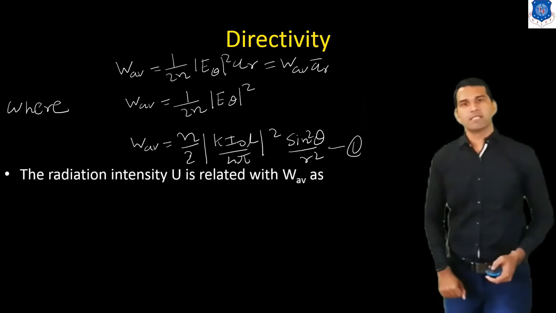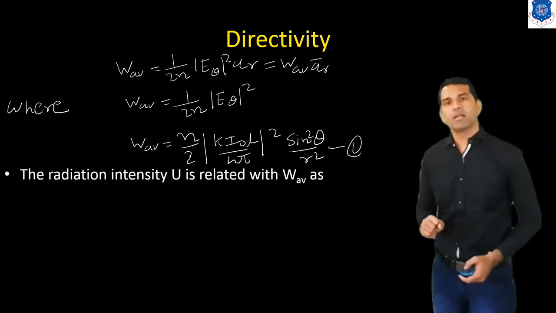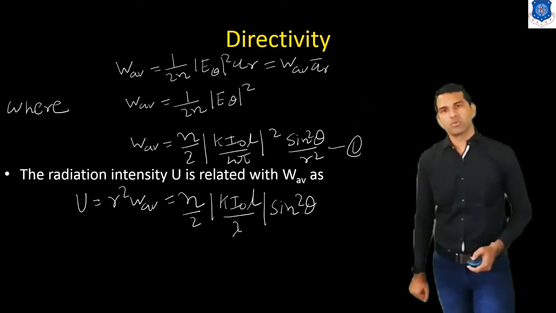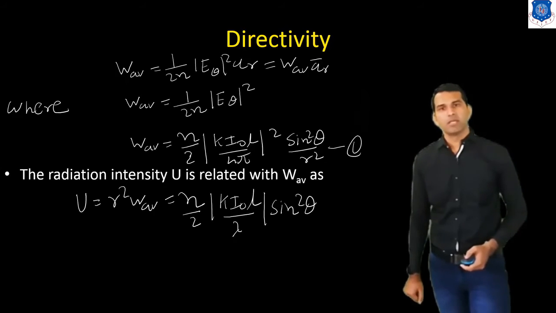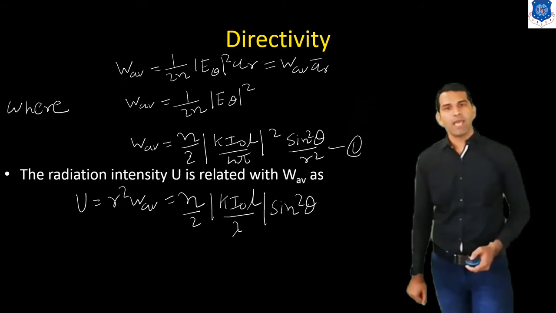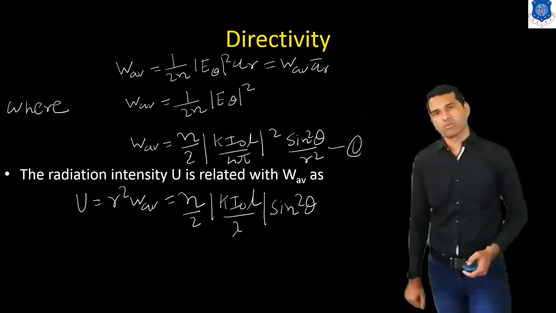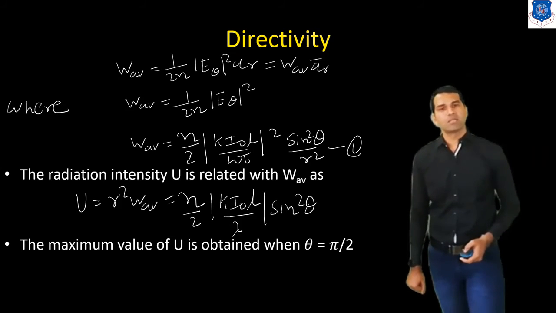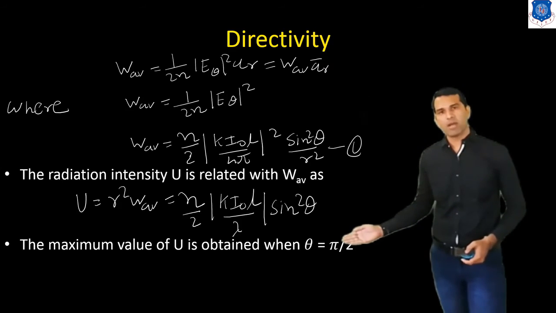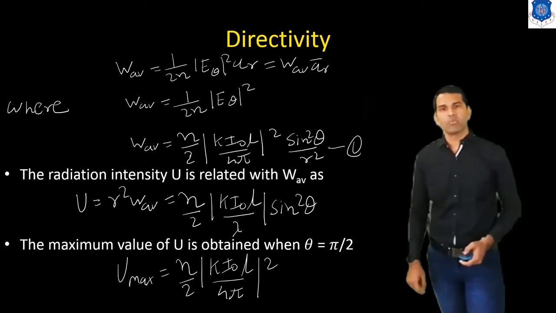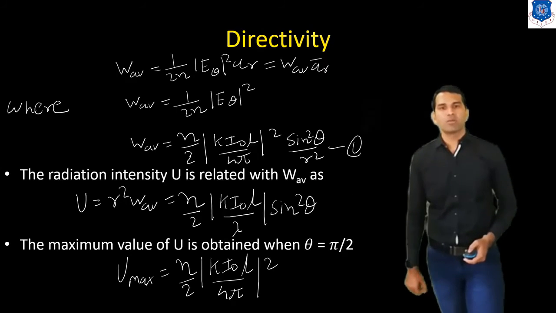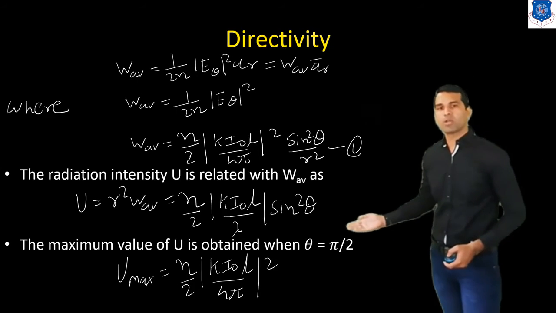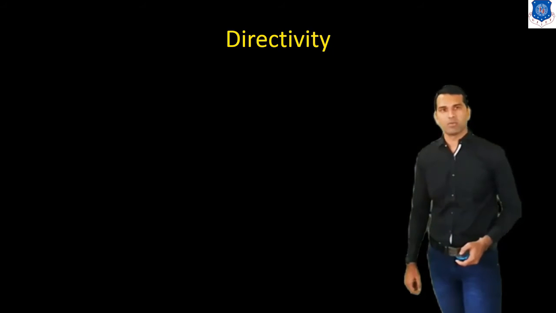The radiation intensity U is related to the W average. So we can write this equation as U is equal to R square into W average, which is equal to eta by 2 (k I0 L upon 4 pi) square sin square theta. The maximum value of U is obtained when theta is equal to pi by 2. So we substitute pi by 2 in this equation instead of theta. So we get U max is equal to eta by 2 (k I0 L upon 4 pi) square. So this is the equation for the maximum intensity, U maximum.